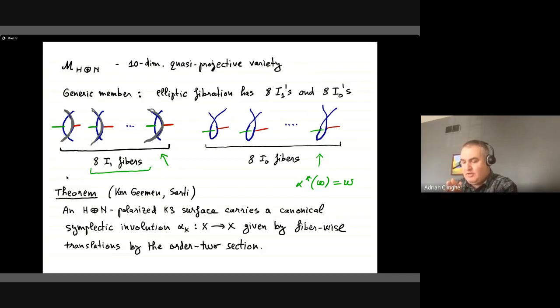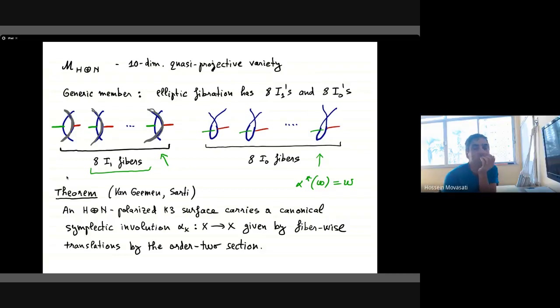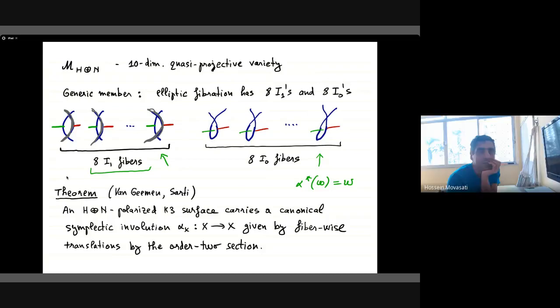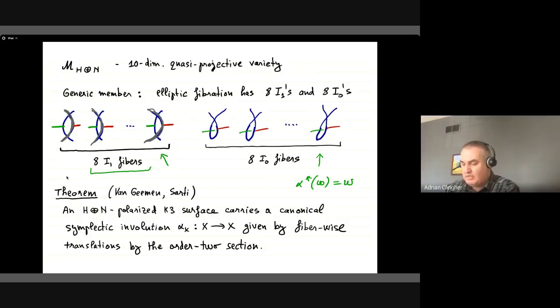I just wanted to have this duality between the 8 I1 fibers and the 8 I0 fibers, because as we'll see in a moment, these H plus N polarized K3 surfaces are subject to an interesting duality. So they appear in pairs. And moving from one pair to the other, essentially, it's going to be an exchange between these 8 I1 fibers and the other 8 I0 fibers. So I'm going to talk about that on the next slide.